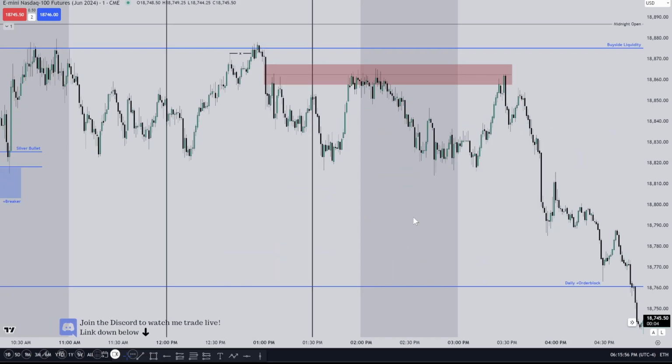So that's pretty much all that took place during today's trading. Again, not the cleanest price action, but nonetheless, there were setups. Nothing, in my opinion, that was worth taking.